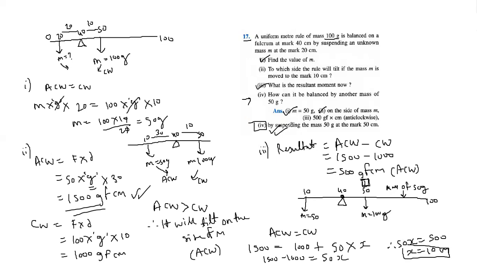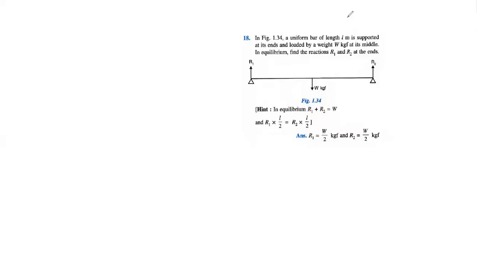We'll go to the last question of this chapter, question number 18. Question number 18 deals with the concept of when we say the body is in equilibrium. A body will be in equilibrium when the sum of all the forces comes out to be 0, which means all the upward forces equal the downward forces. So let's start with that.